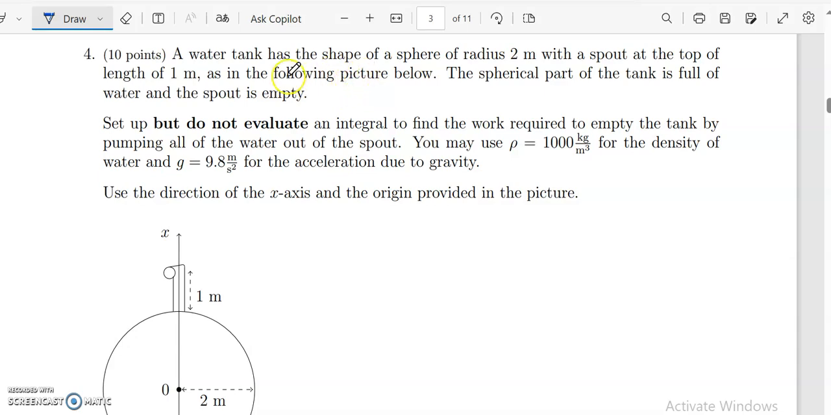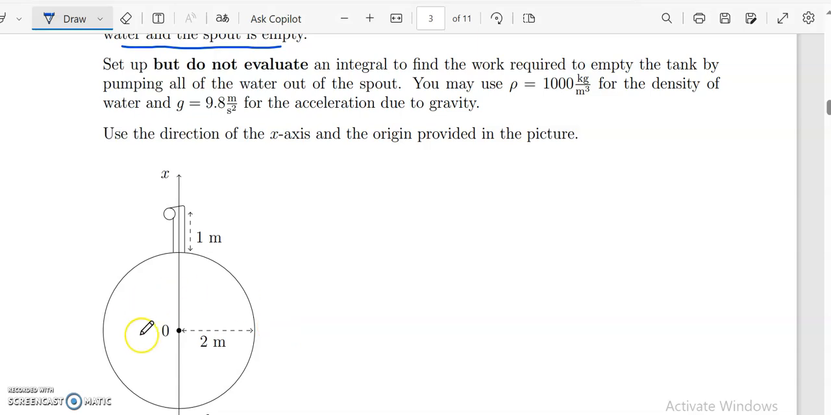So we are given a water tank which is in the shape of a sphere, and as shown in the figure, it has radius 2, and it is said that the spherical part of the tank is full of water. So the entire tank contains water. Then we need to find how much work is required to empty the tank by pumping all the water out of the spout.